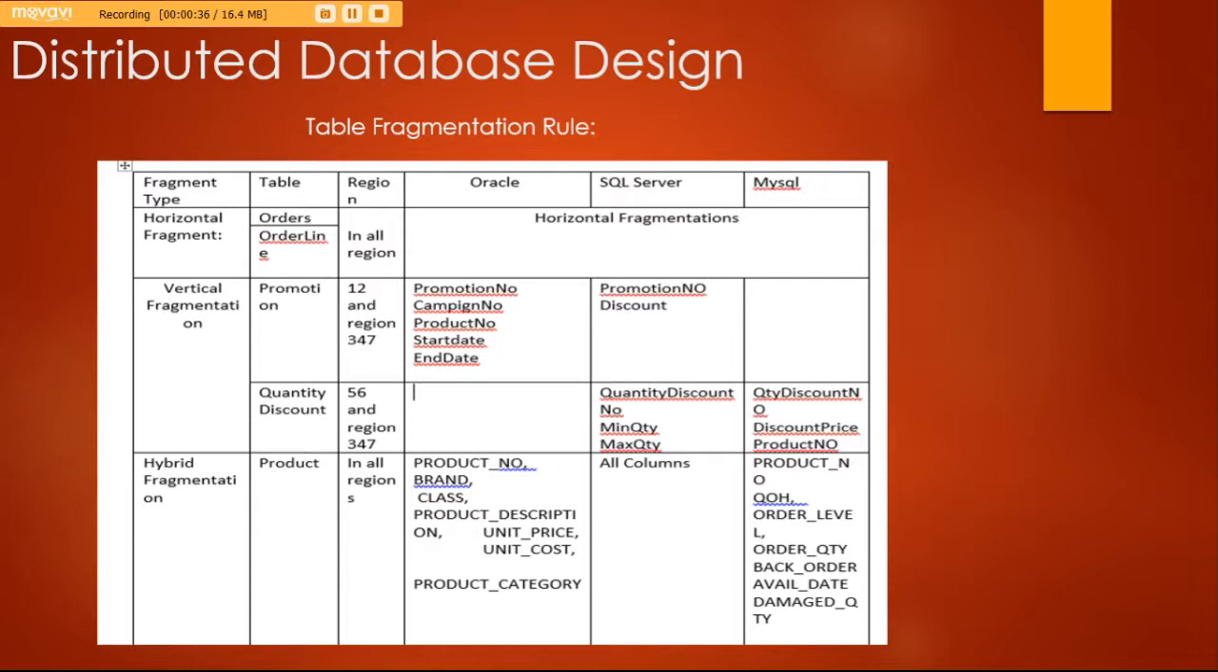Also, we created a hybrid fragmentation for the product table. The SQL Server holds all the columns but only half of the rows, and Oracle holds half of the columns and the remaining rows, while MySQL holds half the columns of the promotion data table as shown in the chart here. Thus, we designed our fragmentation structure before we moved to the implementation.